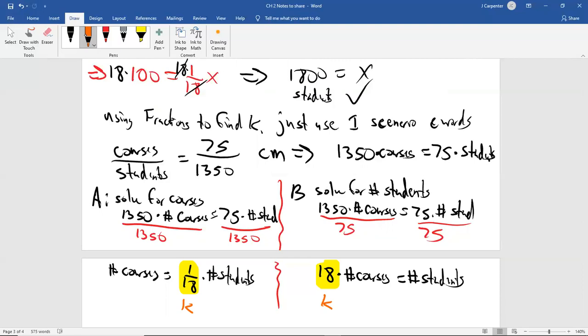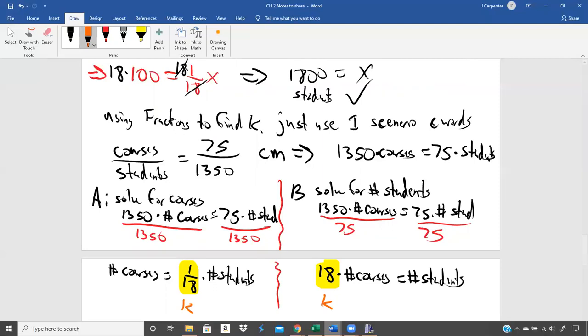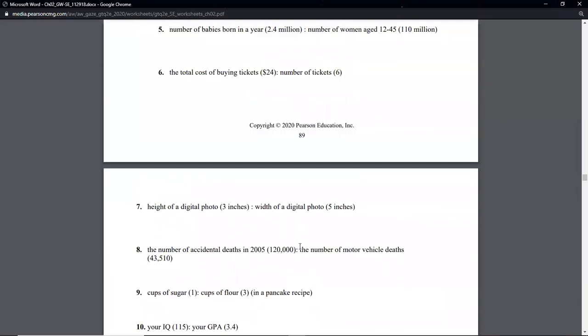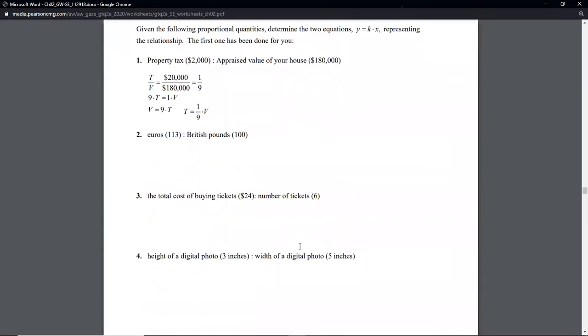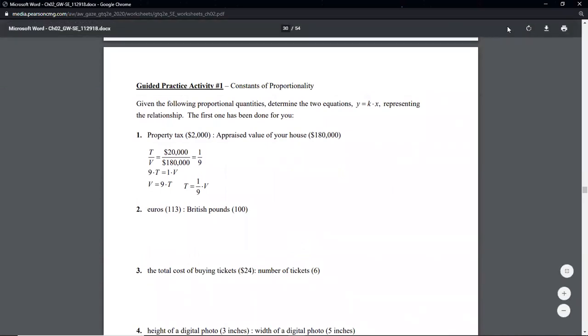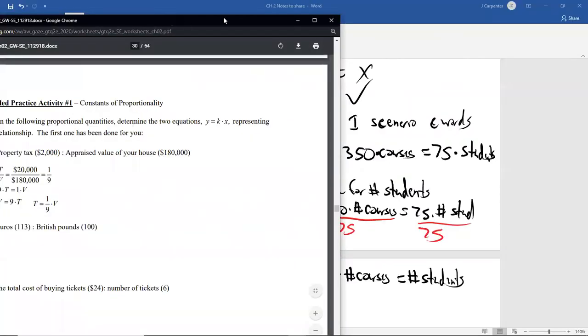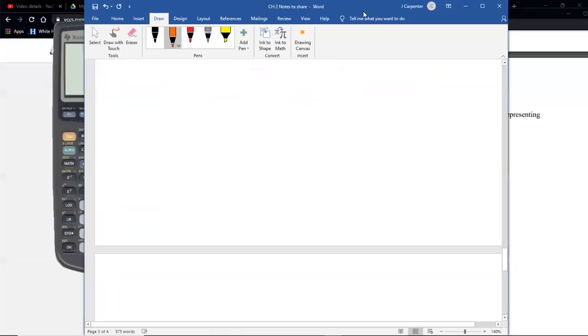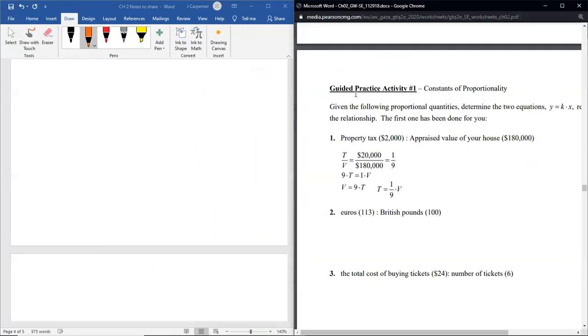How are we on time? 15 minutes. I think we can do this. Page 92. All right, do this. Do this. There we go. Is that going to be enough space?